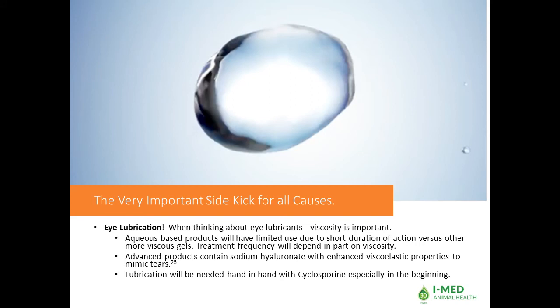When thinking about eye lubricants, viscosity is important. Aqueous-based products will have limited use due to short duration of action versus other, more viscous gels. Treatment frequency will depend in part on viscosity. Advanced products contain sodium hyaluronate with enhanced viscoelastic properties to mimic tears. Lubrication will be needed hand in hand with cyclosporin, especially in the beginning.